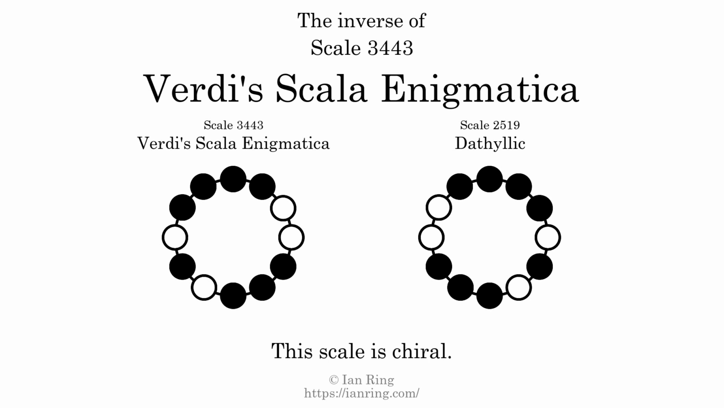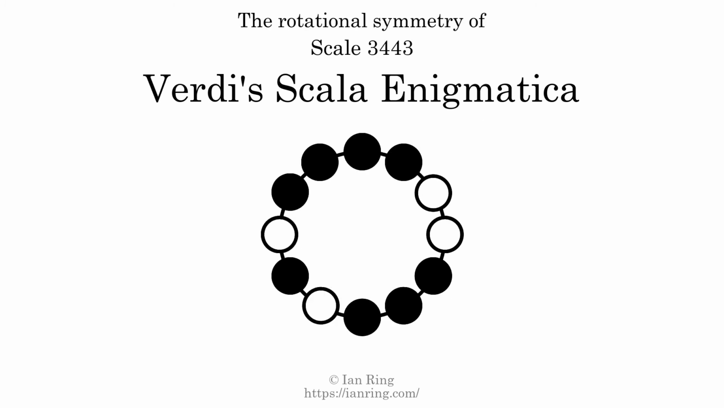The inverse of a scale is a mirror image. It is what you get when the sequence of intervals is reversed. The inverse of this scale is scale 2519, also known as dithylic. This scale is chiral. It cannot transform into its inverse by rotational transformation. This scale has no rotational symmetry.